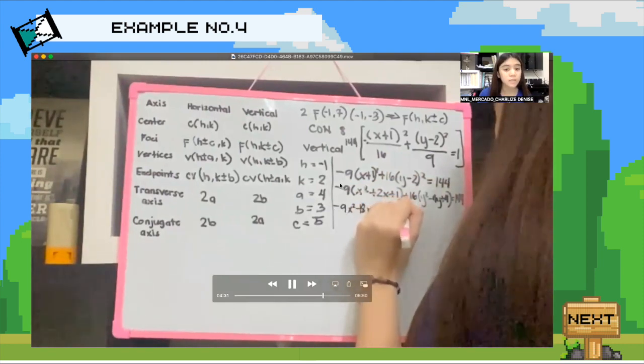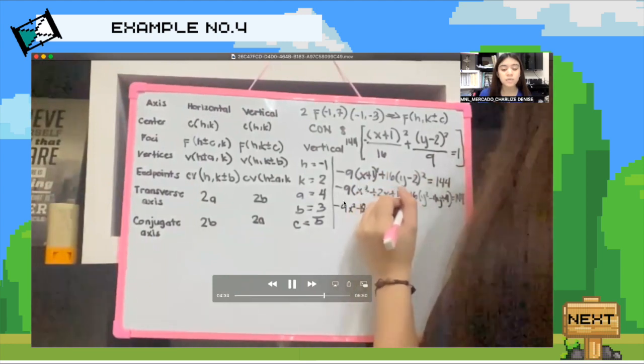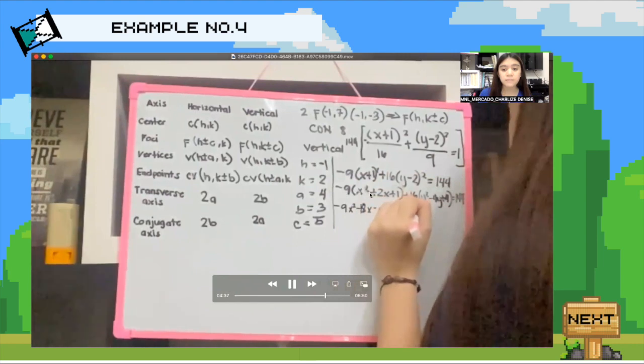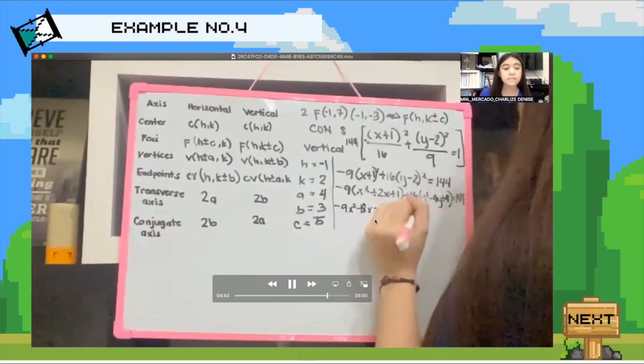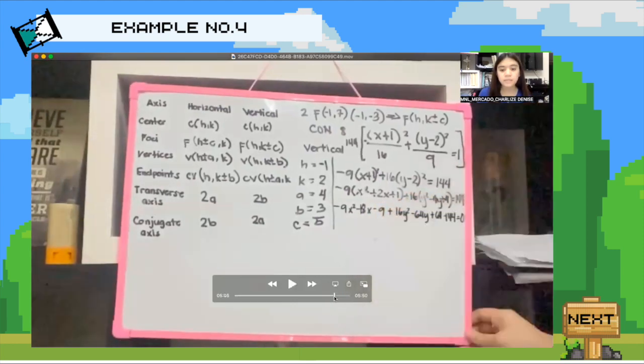So negative 9 times x squared is equal to negative 9x squared. Negative 9 times 2x is negative 18x. And negative 9 times 1 is negative 9. And 16 times y squared is positive 16y squared. 16 times negative 4y is negative 64y. And 16 times 4 is positive 64. And we will transfer the 144 to the left-hand side, so it will be negative.